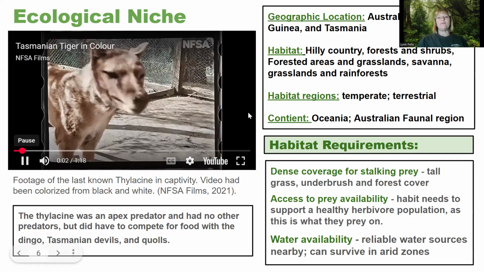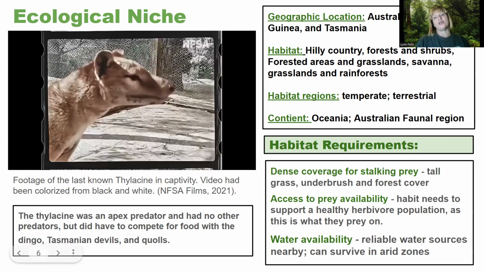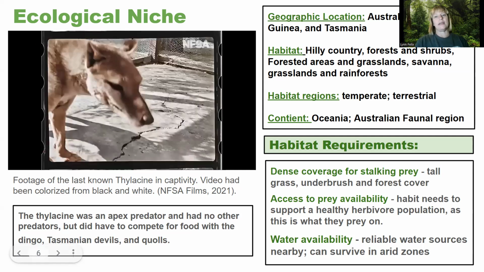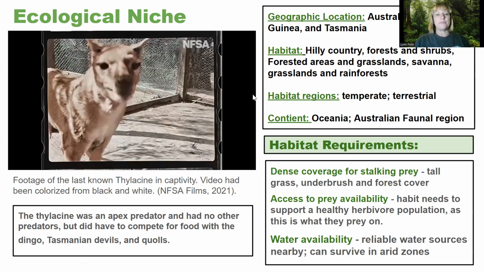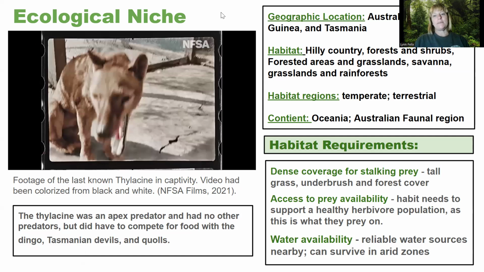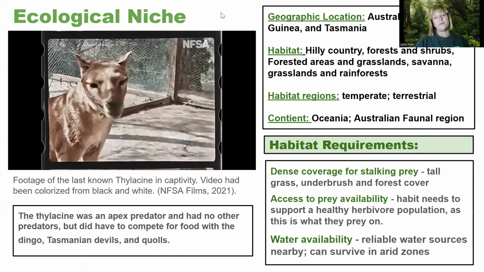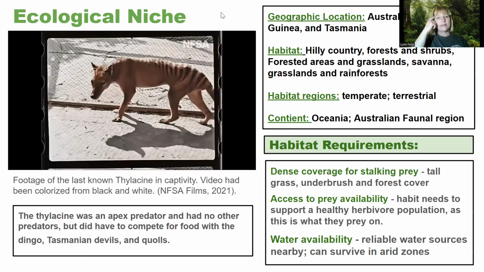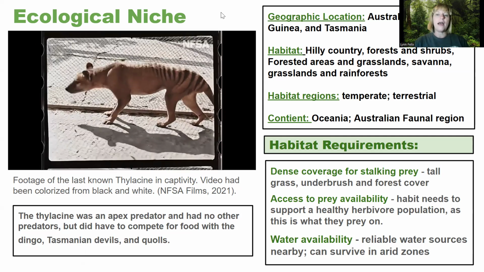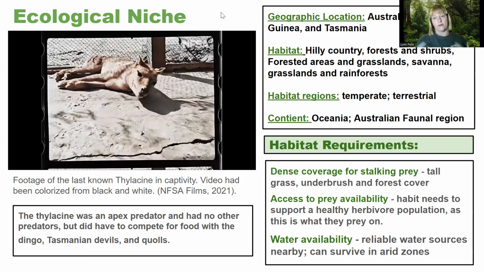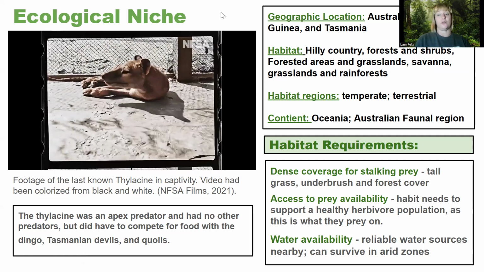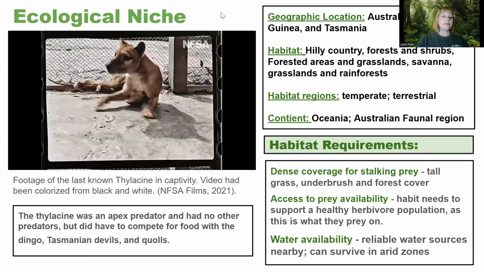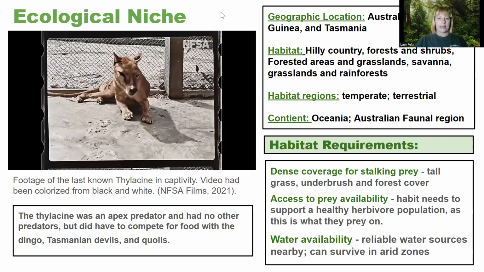So you'll see that the geographic location is Australia, Papua New Guinea, and Tasmania. The thylacine's habitat is hilly country, forest and shrubs, forested areas and grasslands, savanna grasslands, and rainforest. The habitat regions are temperate and terrestrial, and the continent is what we call Oceania or the Australian fauna region. This is the footage of the last known thylacine in captivity.